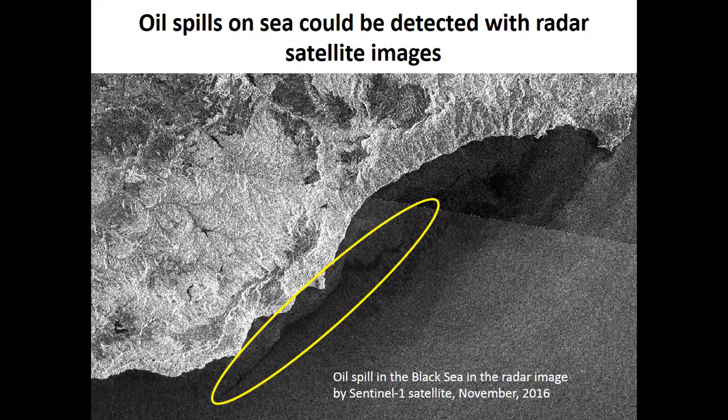By the way, these oil spills were found with satellite images by school students in 2016, just by analyzing the freely available Sentinel-1 radar satellite data. This is probably the only radar satellite which is available for free, and we could also try to use it later on.